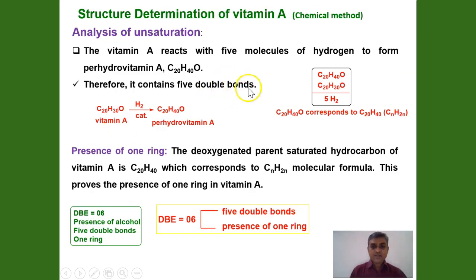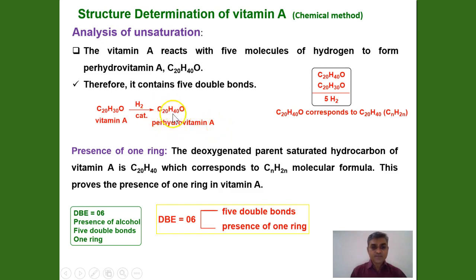Now let us find out the nature of unsaturation present in this vitamin A molecule. We have already proved that it contains 6 degrees of unsaturation, and to prove the nature of the 6 degrees of unsaturation, we have to perform a hydrogenation experiment. Vitamin A on hydrogenation in the presence of a catalyst results in the formation of a molecule with formula C20H40O, and it is called perhydrovitamin A.